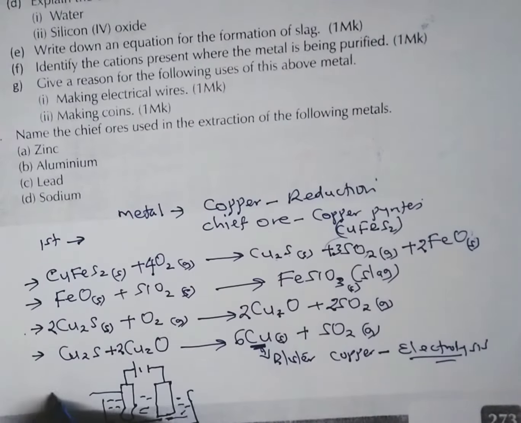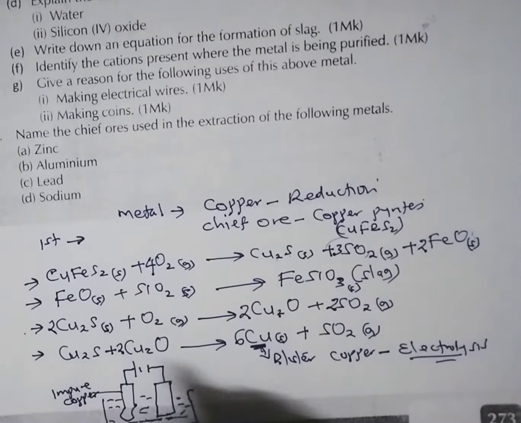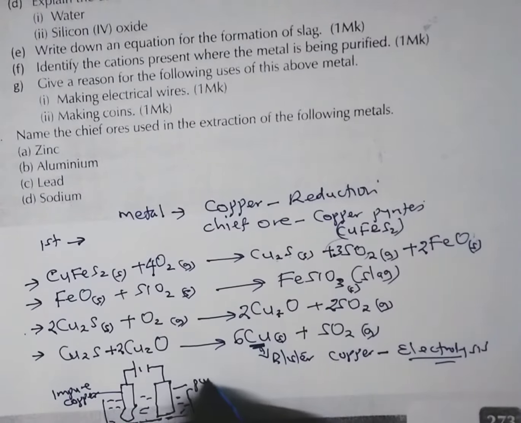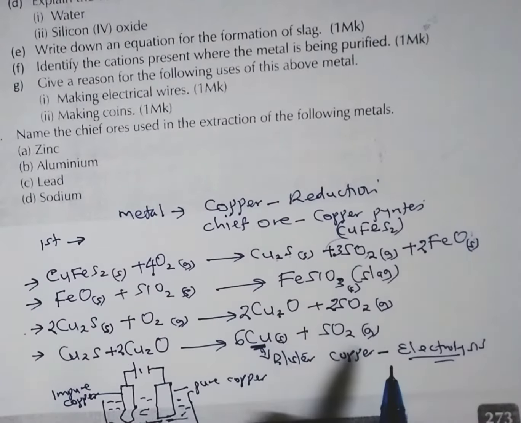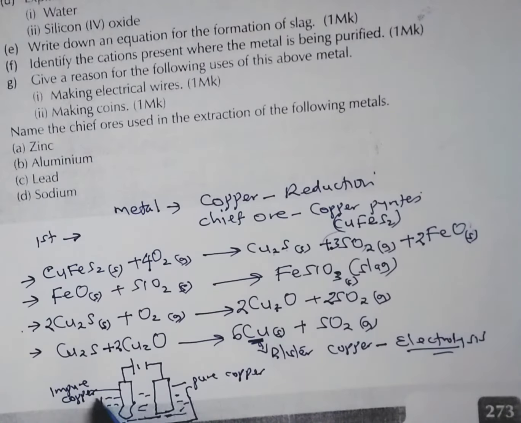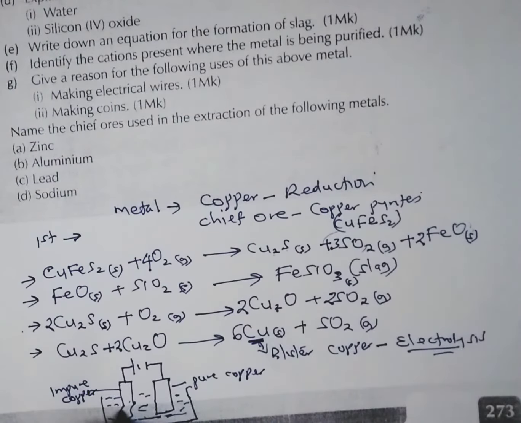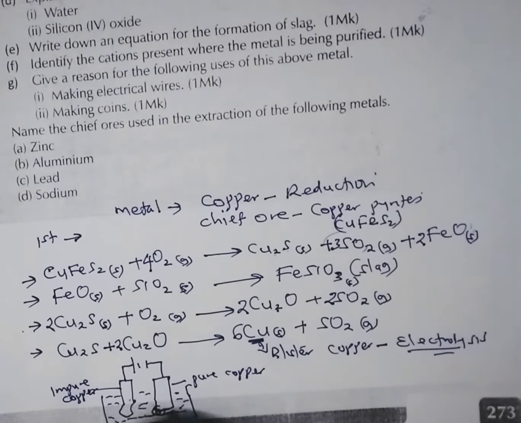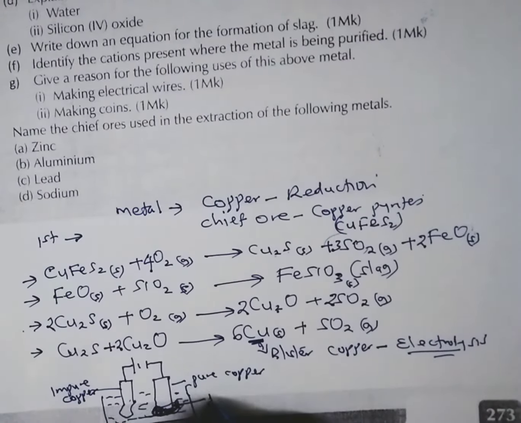This is the impure copper being used as the anode, and this is pure copper electrode as our cathode. What happens when the current is flowing? The impure part of this blister copper will simply dissolve and get into the solution, and the pure copper will get deposited at the cathode as the pure copper.